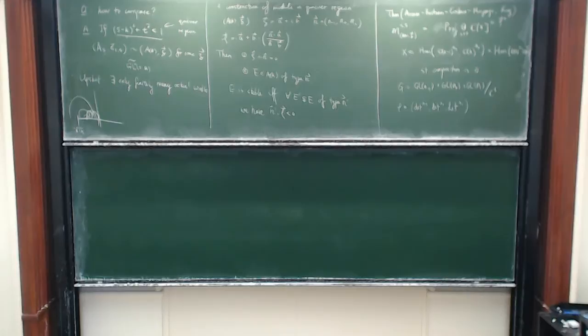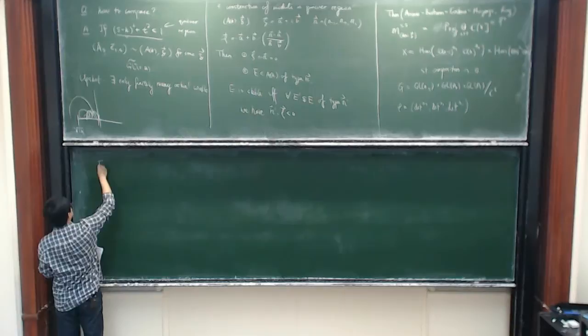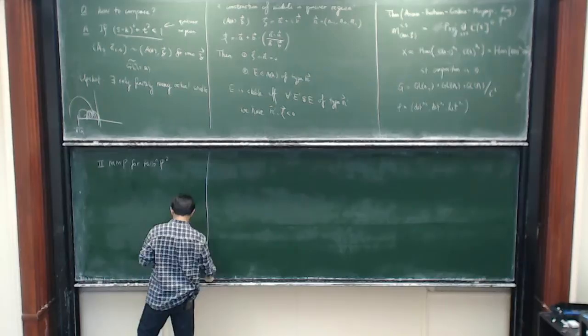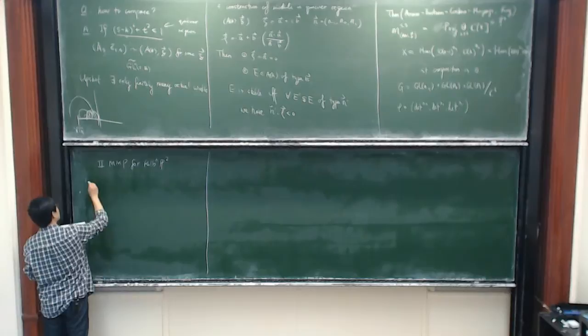Okay, so the second part is just how I run this MMP for the Hilbert scheme of points on P2. So how do I do this? First, let me just recall something basic.